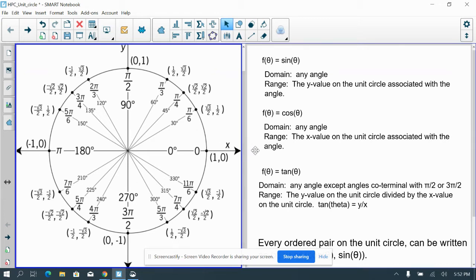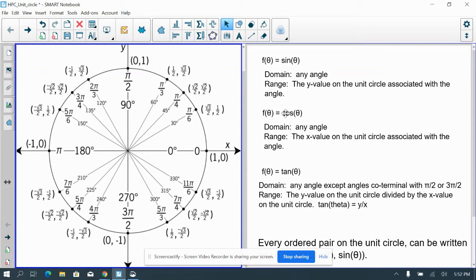And there are 6 main functions for trig. Sine is one of them. Sine can receive any angle and it will produce the y value on the unit circle that's associated with that angle. So the sine of 3 pi over 4. Well, here's 3 pi over 4. If I want to know the sine of that, I need to find the y value that's associated with that. So that would be rad 2 over 2. So the sine of 3 pi over 4 is rad 2 over 2.